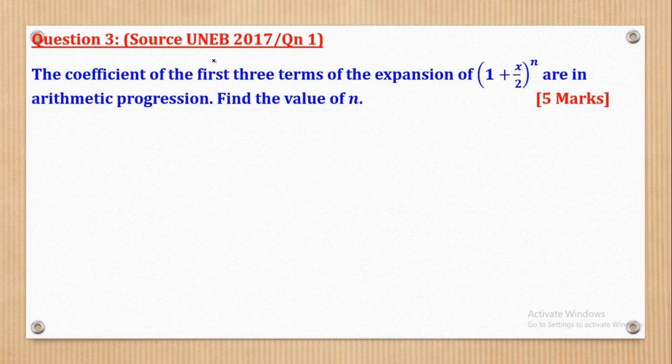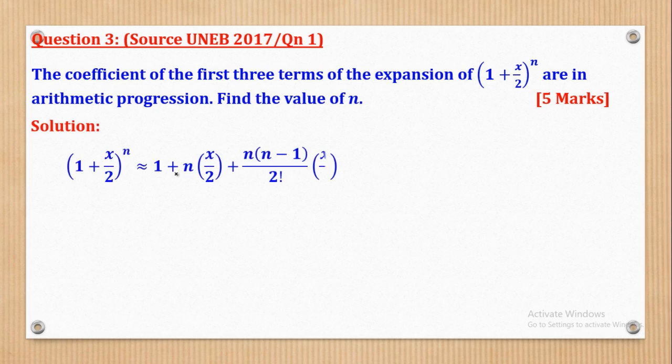Now we shall go to question 3, which came from UNEB 2017, paper 1, question 1. And it says, the coefficients of the first three terms of the expansion of this are in arithmetic progression. Find the value of n. So they said the first three terms, we are going to expand it to get the first three terms. Now when I expand, like I said, get this one, put it here, that is the first term. Second term, get this power, then multiply it by this other term to get the second term. Then the third term, we said get this very power, get this power, put it here.